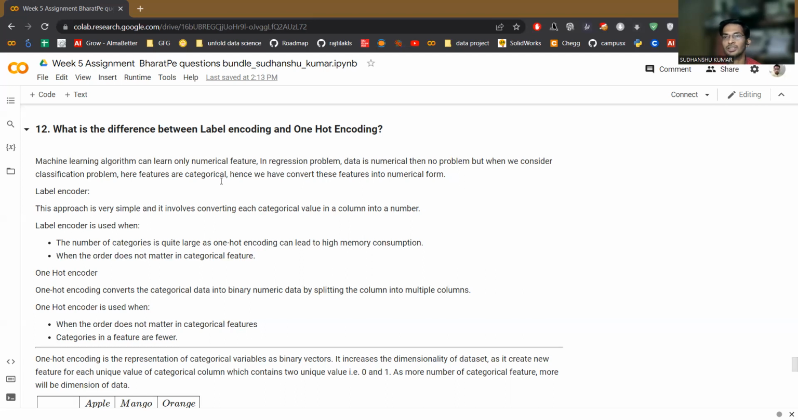This way, it increases the dimension of the data set, and it also increases the computation time. So this method is not helpful for large data sets because it increases the dimension of the data and also increases the computation time. Another one is label encoding. In this case, we will not create any new column, so we do not change the dimension of the data. We just provide a label to the given feature.